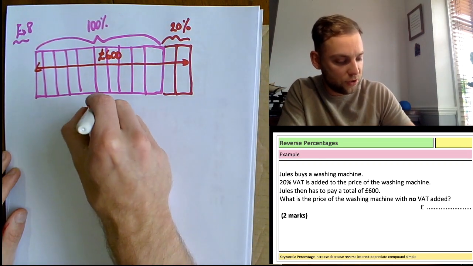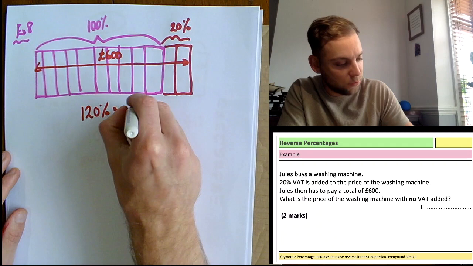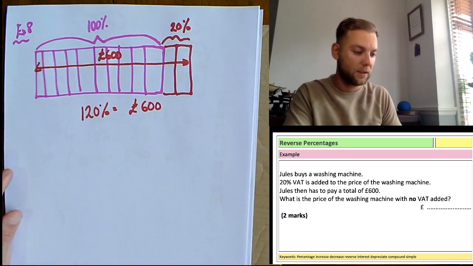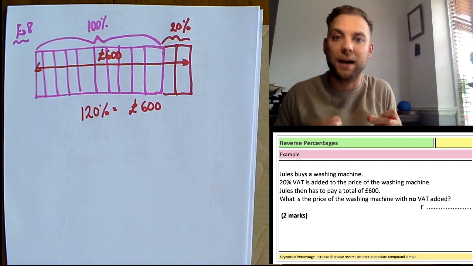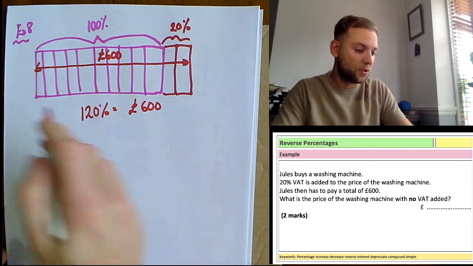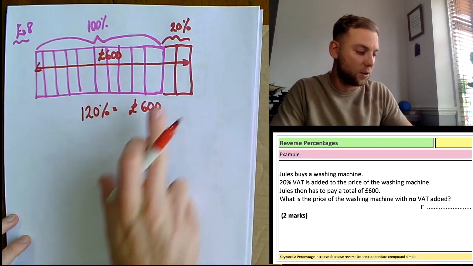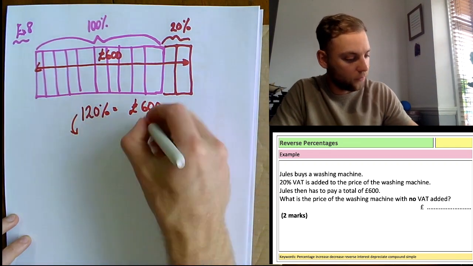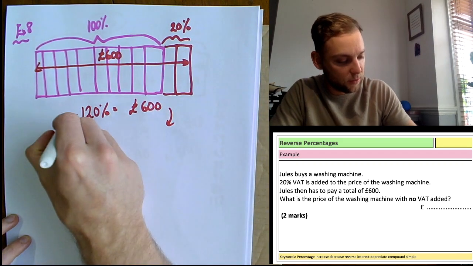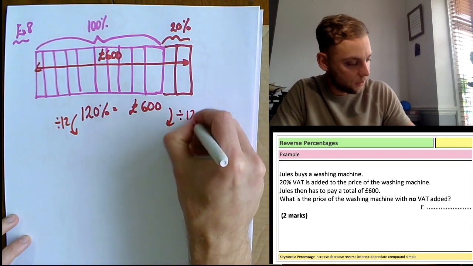So 120% is equal to £600. Remember, I'm trying to find the original amount. I'm trying to find 100%. So if I know that 12 of these are worth 600, to find one of them, I need to divide by 12. Divide by 12.